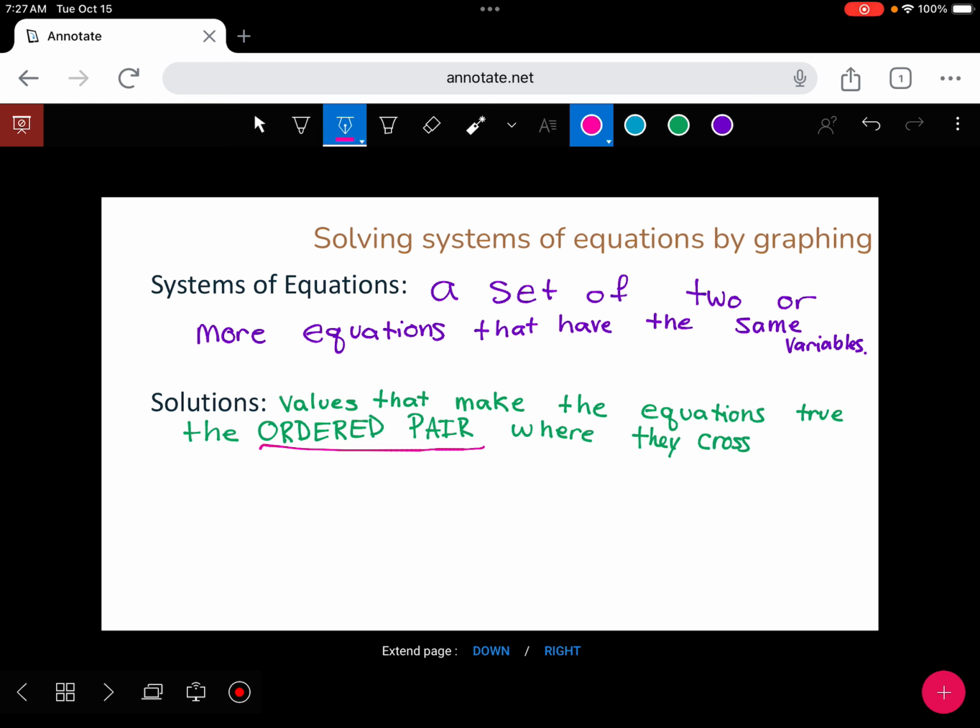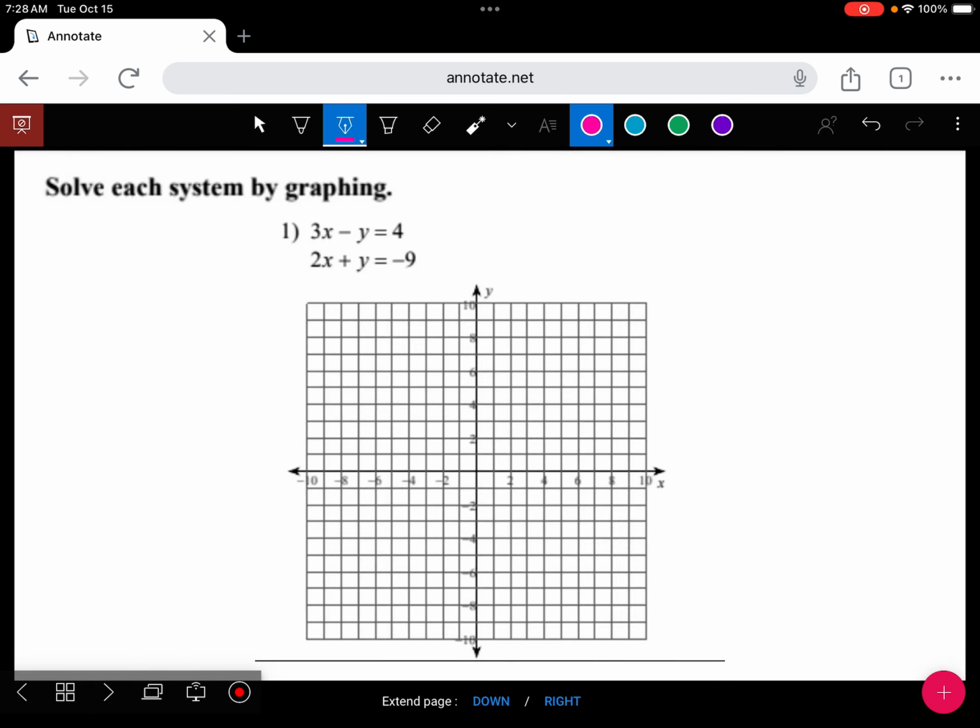So what we're going to be doing today is solving systems of equations by graphing, which is exactly what we did in the bell work. We're going to graph our two lines and see where they cross. This is where it is extra important that we use rulers and plot our points carefully. So let's do our first one. We've got 3x minus y equals 4 and 2x plus y equals negative 9.